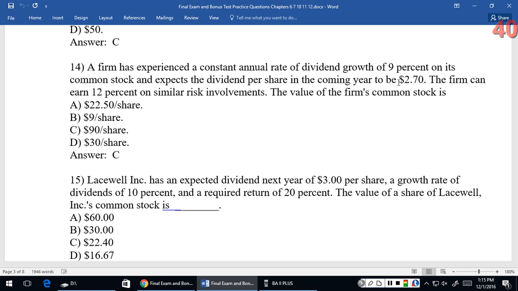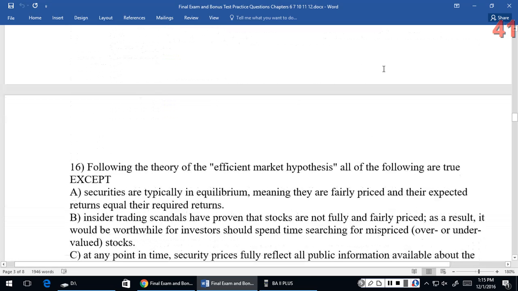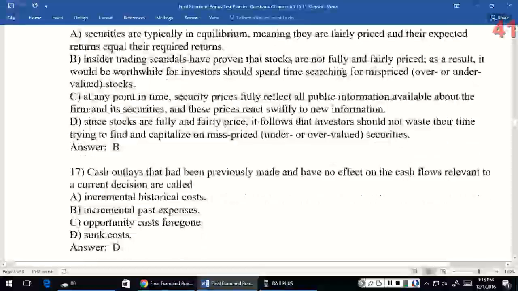So again, the wording of these is really, really important. This one is worded the same way. It's expected dividend next year of $3. So that's what we want. That's D1. But if it read, it just paid a dividend of $3, then we would have to adjust it for the expected growth. All right. Okay, so some more theory questions.